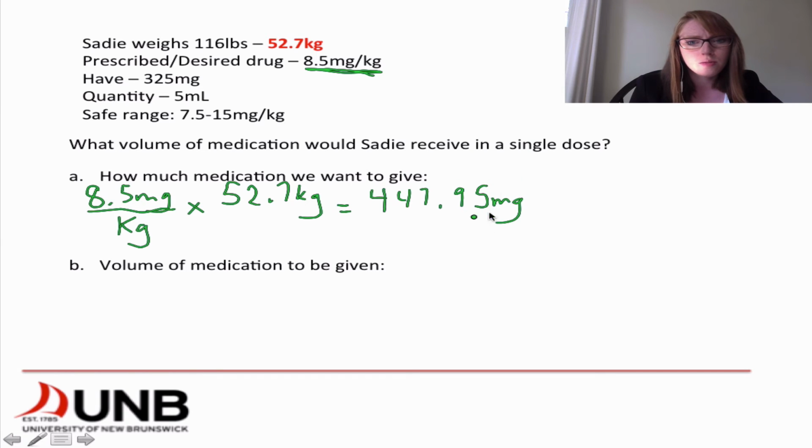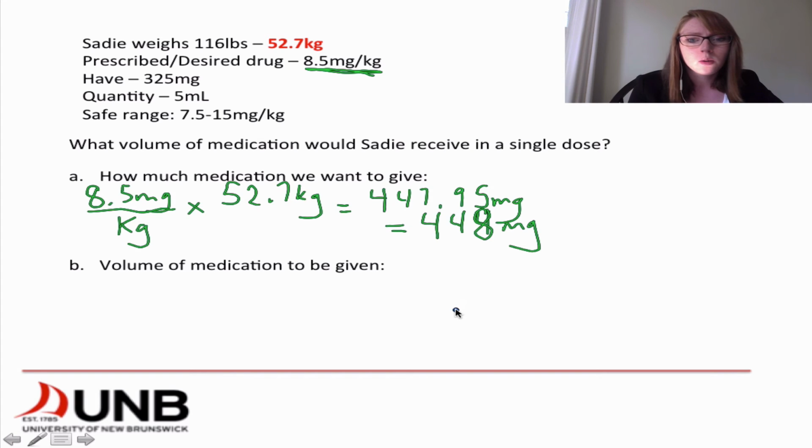So we can't give 0.95 of a drug. We've got to round it up. So doing our rounding, this is going to be 0. Going to add 1 here. We are going to give 448. Oops, that's not an 8, that's a 4. 448 milligrams. Okay, so that's great. We know now how much the dosage is, because before we just had our 8.5 milligrams per kilogram, but now we actually have the amount of milligrams that we need to give.